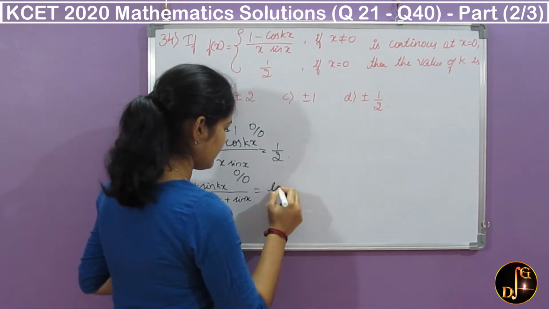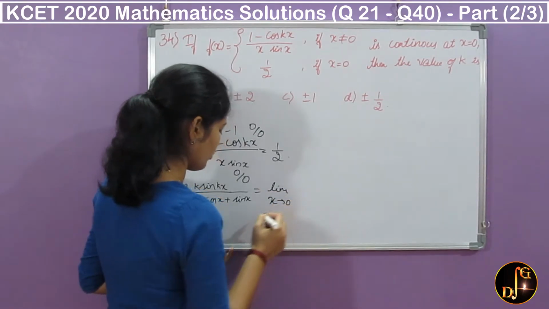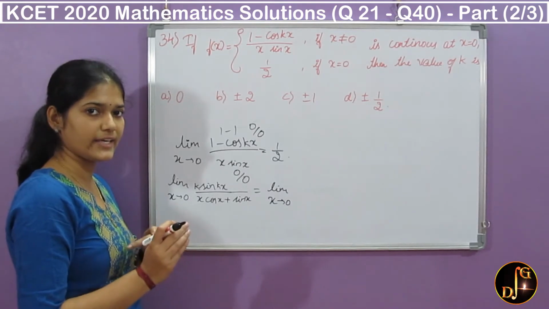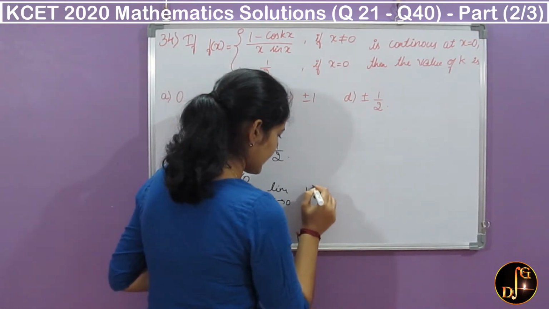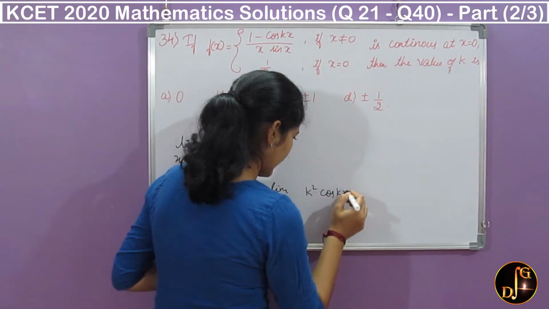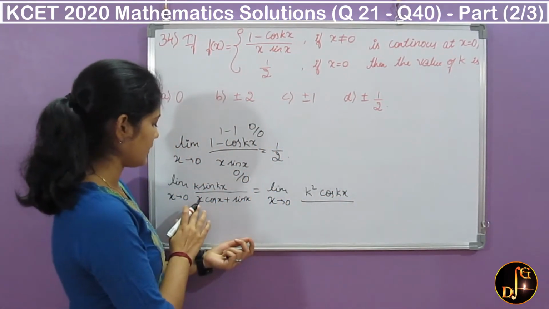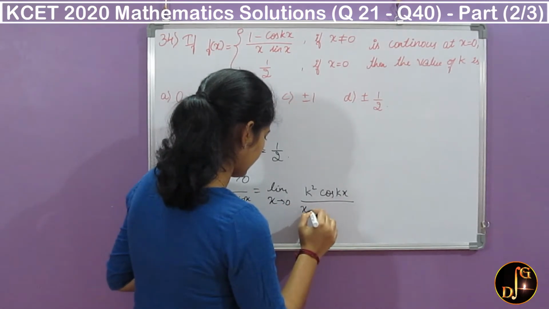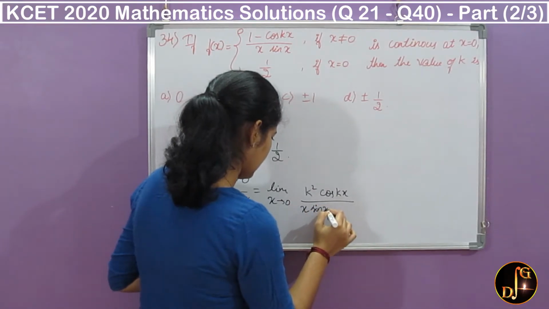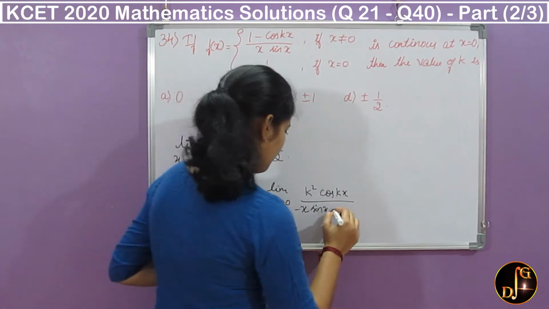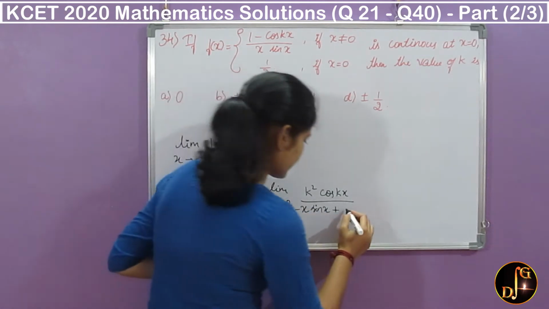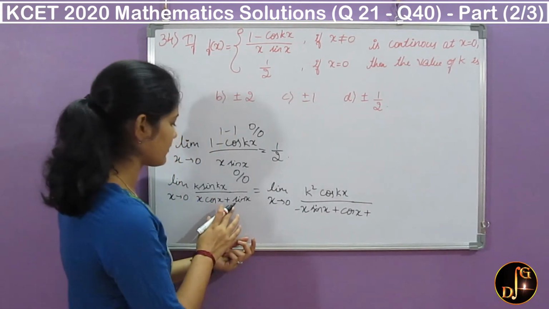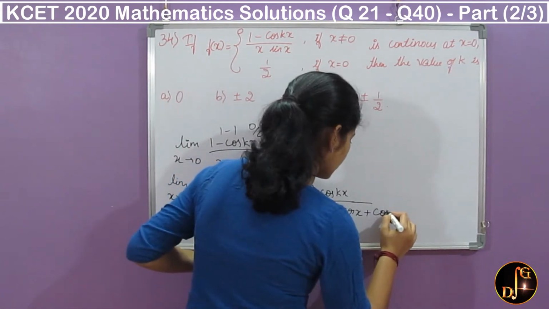Then we will get the limit as x tends to 0. Differentiation of k sin kx is k square cos kx, divided by, again we have to use the product rule. That means we will get x sin x... plus cos x as it is, differentiation of x is 1, plus, again differentiation of sin x is cos x.